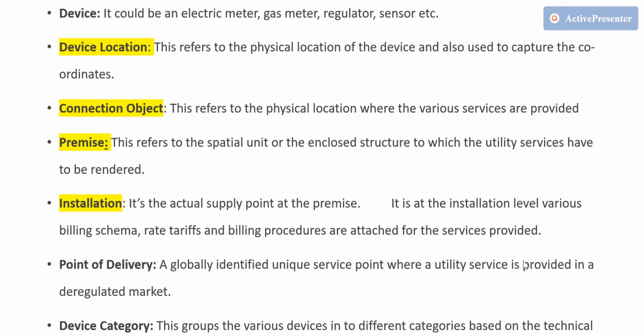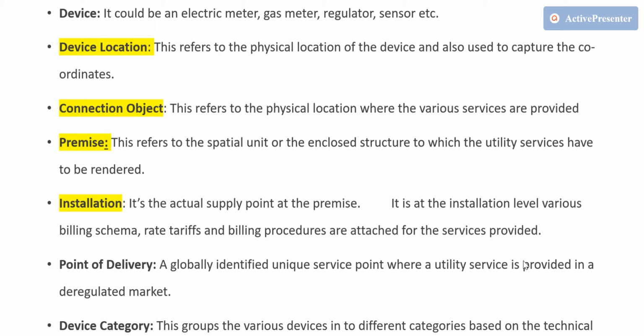It is very important in ISU because it's the place where the billing schema, tariffs, and billing procedure are attached for the service provided. Point of delivery is nothing but a globally identified unique service point. It's used mainly in a deregulated market, where the person supplying electricity is different from the person distributing electricity, versus a regulated market where the company generating, transmitting, distributing and supplying are all the same.